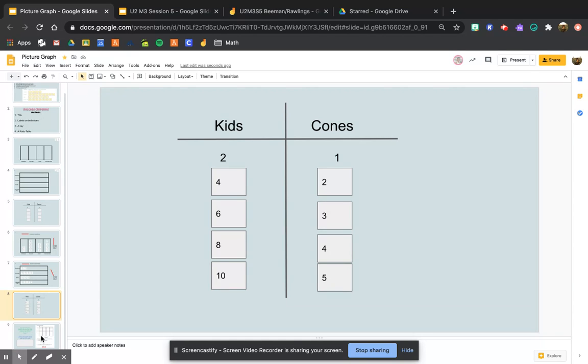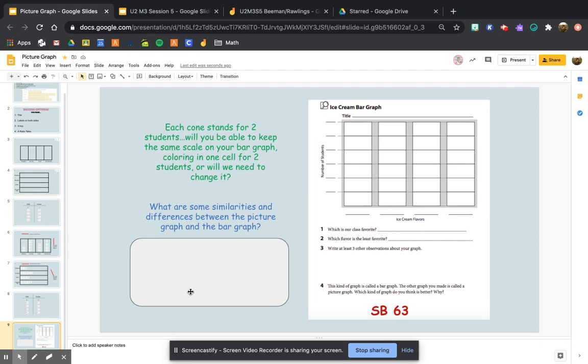The last thing that you are going to do is you are going to be turning your picture graph into a bar graph. We know that each cone stands for 2 students. You will be able to keep that same scale in your bar graph when you're coloring in the cells on Kami.